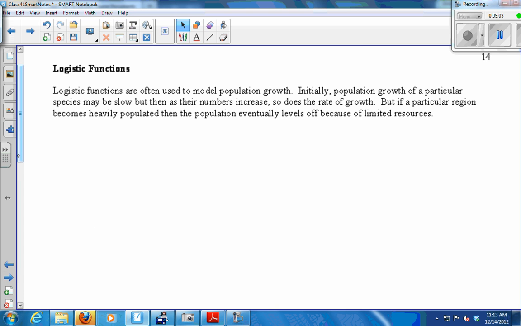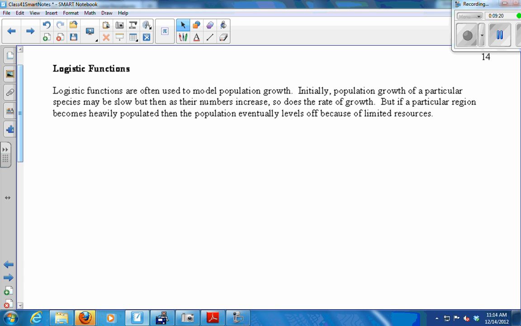So that is just another function in your basket of functions that you can use when you're trying to model data. Okay, so now you have linear, quadratic, cubic, quartic, exponential, and power. And now we have one more called logistic.